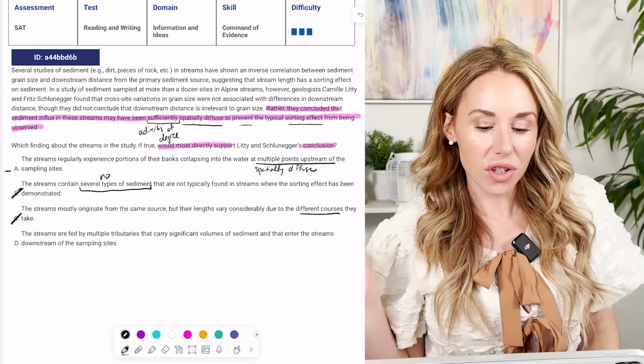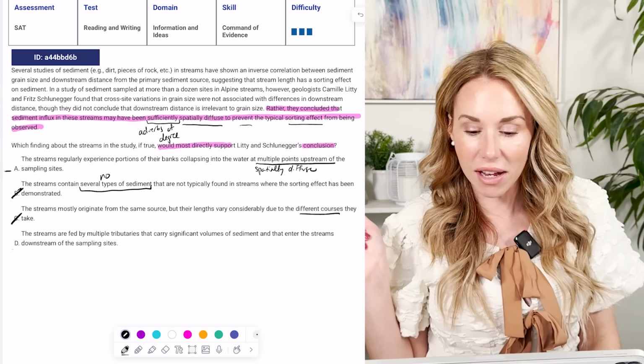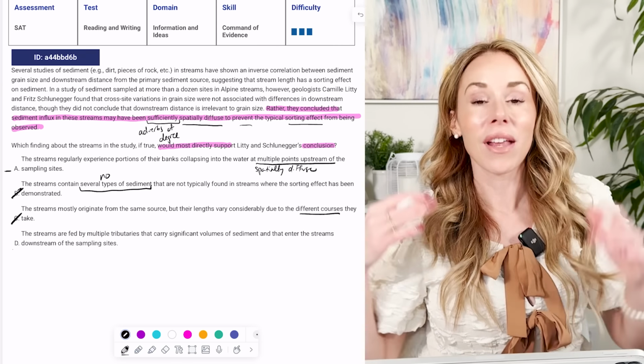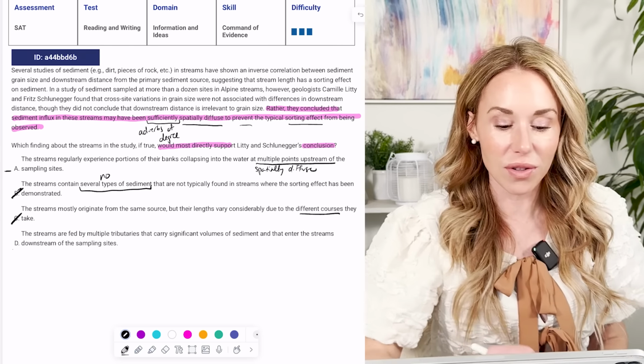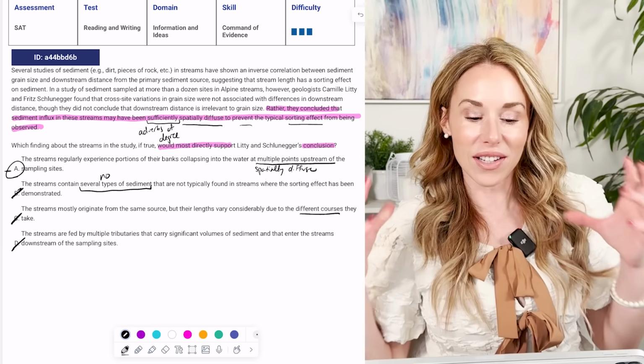D says the streams are fed by multiple tributaries that carry significant volumes of sediment and that enter the streams downstream of the sampling sites. I get nothing that means spatially diffuse in that one, so I'm confident that the answer is A, and that is the match.